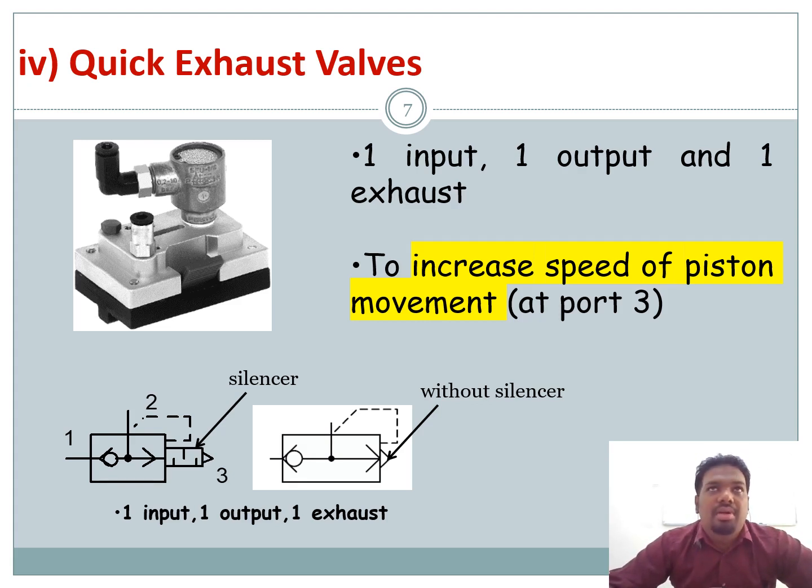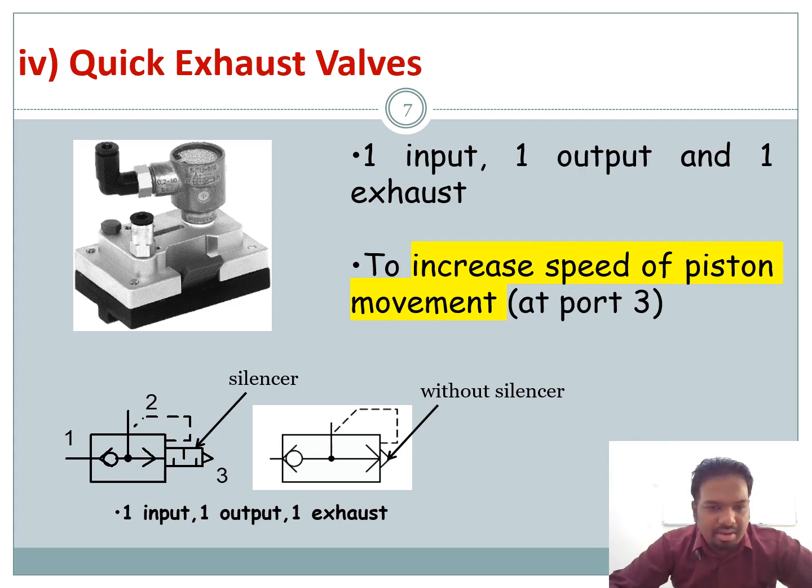So meaning if you want a piston to move in one particular direction, maybe an expansion, you want it to be a little faster than the retraction. So you can use this quick exhaust valve in order for it to expand fast but retract slowly. Okay, so this is the function of the quick exhaust valve, which practically has one input, one output, and also one exhaust, which will be feedback.